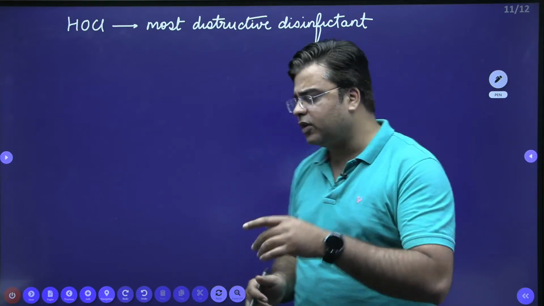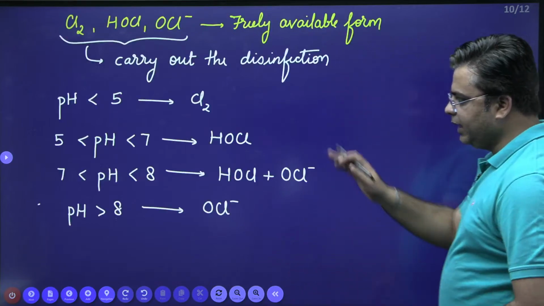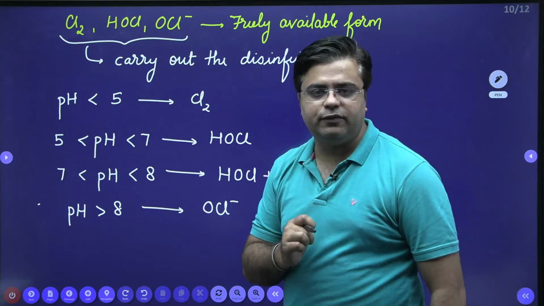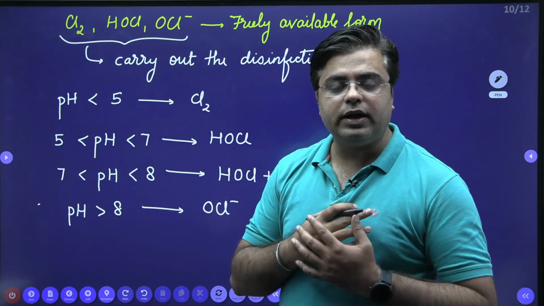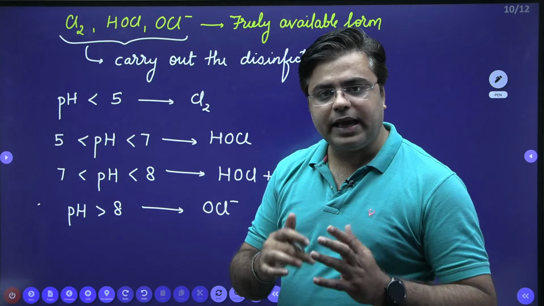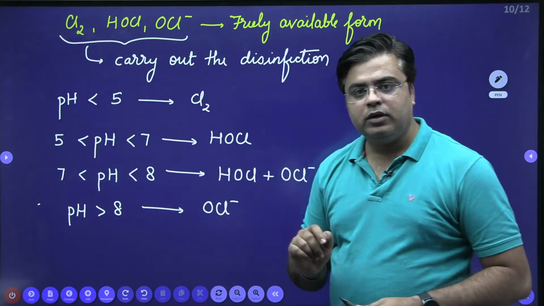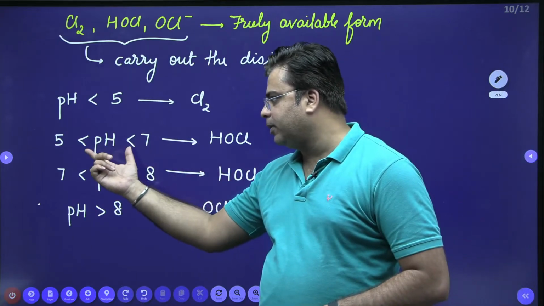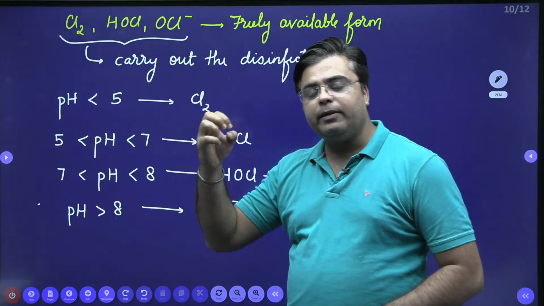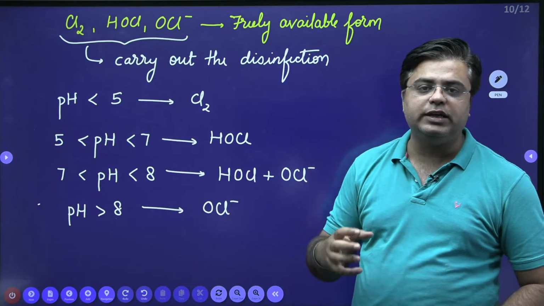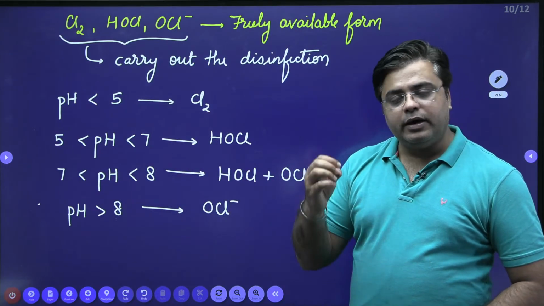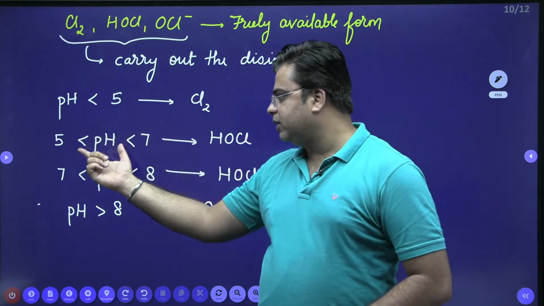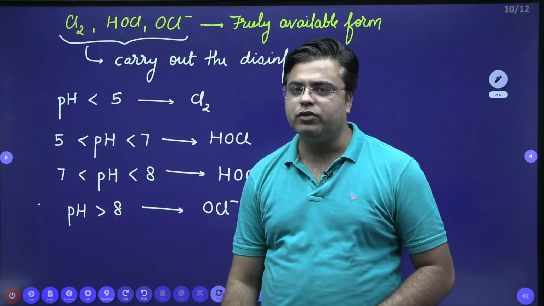Now you just observe this pH and tell me, if HOCl is the most destructive disinfectant, then we want our disinfection to be carried out by this HOCl. So during disinfection, the pH of the water sample is kept between 5 to 7, where the majority of HOCl you will get. Hypochlorous acid will be there in majority if the pH of the water sample is between 5 to 7, right?